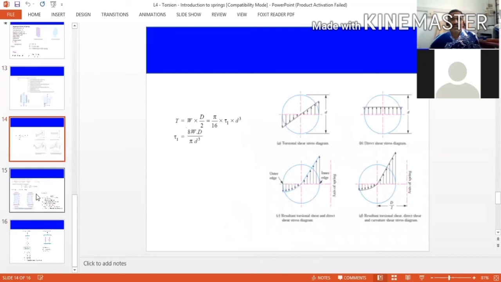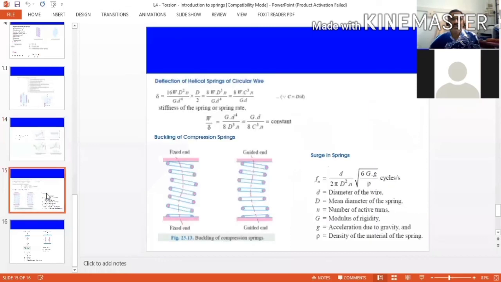So these are all the shear stress distributions. You can see this is the diameter of the wire. On one side it will be maximum in one direction, on the other side it will be maximum in the other direction. At the center of the wire, it will be 0. It will gradually increase, and at the outermost diameter it will be maximum, but in the opposite direction. So this is the shear stress distribution in springs. Even in a shaft it will be like this.